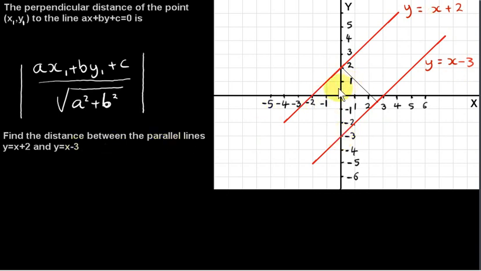By the distance between the parallel lines, we mean the shortest distance between the parallel lines. So what we do is we pick one point on one of the lines and get the perpendicular distance of that point to the other line. So I'm using the point 0,2 on this line, and I'm going to get the perpendicular distance of it to the second line.